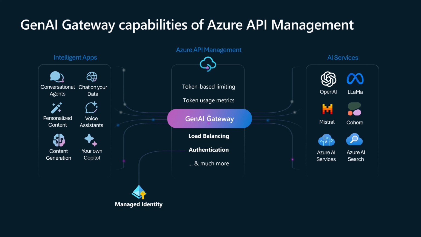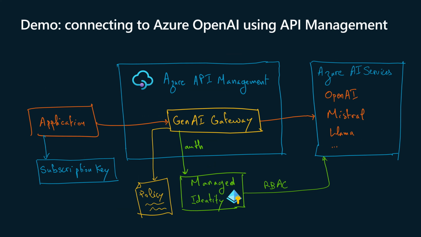To see how that works, we'll go through a demonstration where we'll create an Azure AI services resource with OpenAI models that use ChatGPT, and then we'll create an Azure API Management instance that uses the GenAI capabilities in order to add authentication to the AI services. After that, we'll use a policy that uses the managed identity to get an access token to access the Azure AI services. And then later, for the application to connect to the AI services, it will connect through API Management and use the subscription key from API Management. Let's see how that works on the Azure portal.